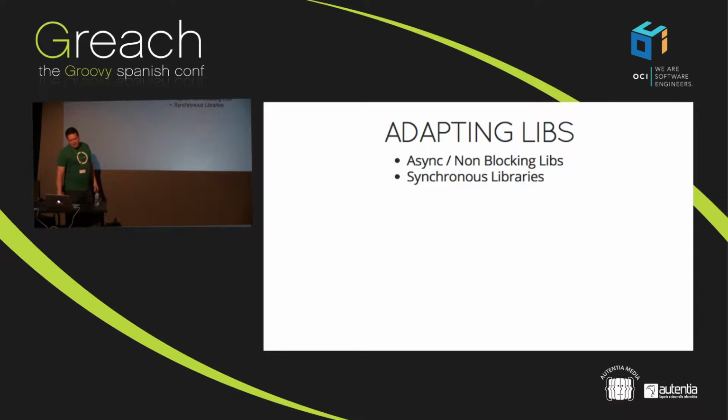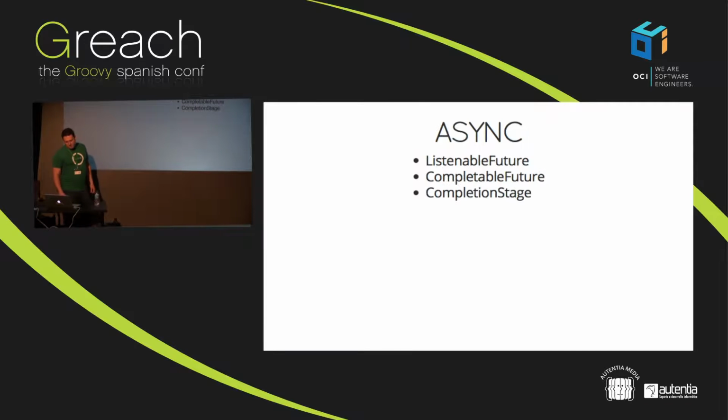So if we have these async non-blocking libraries, if they return any of these three things, it's actually really easy to adapt them into Ratpack's model. Listenable Future is from Guava, and Completable Future is the Java 8 future, but we also have something called CompletionStage, and that's what is actually implemented. So some things actually just implement that directly instead of Completable Future.